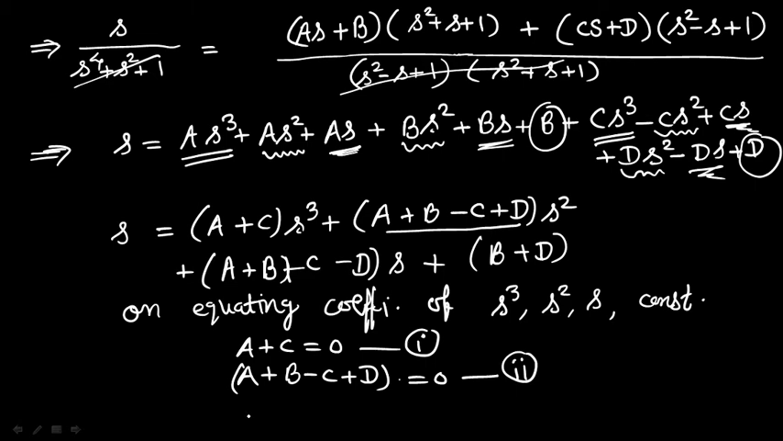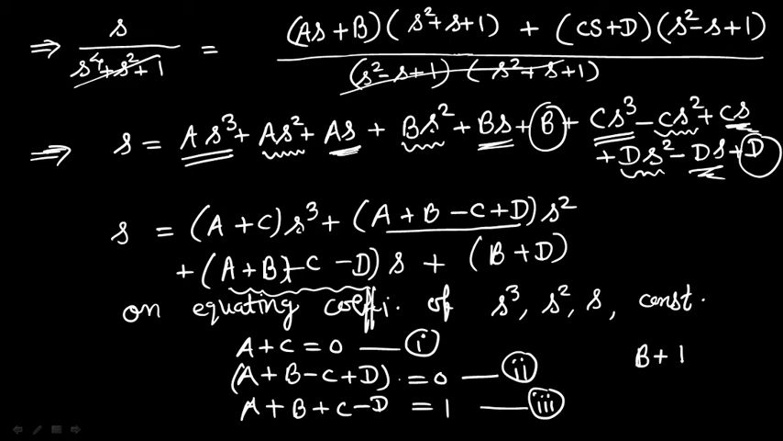Third equation is a plus b plus c minus d equal to 1. This is the third equation. Now the fourth equation is b plus d equal to 0. In this way we get four equations.